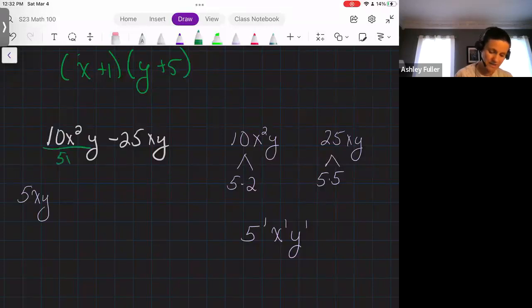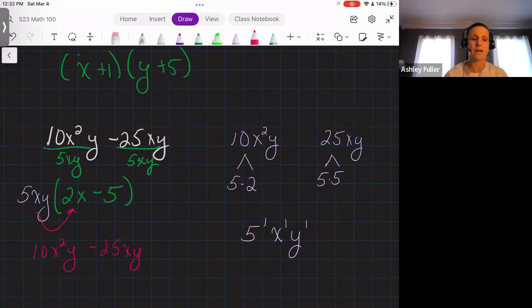I picture it as dividing each term by 5xy, which leaves me with 2x, everything else cancels, minus 5. A great way to check these is you can always multiply it back out. So if I distribute here, I end up with 10x squared y minus 25xy, which is the original term that I started with.